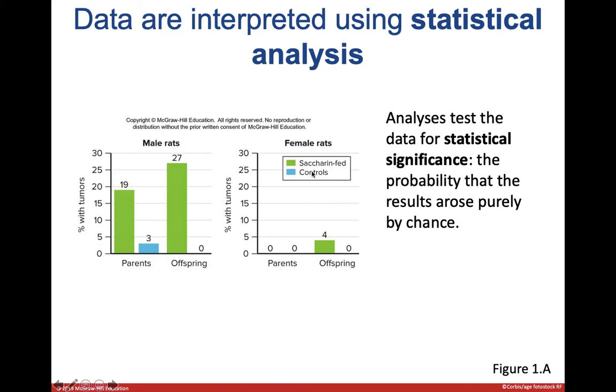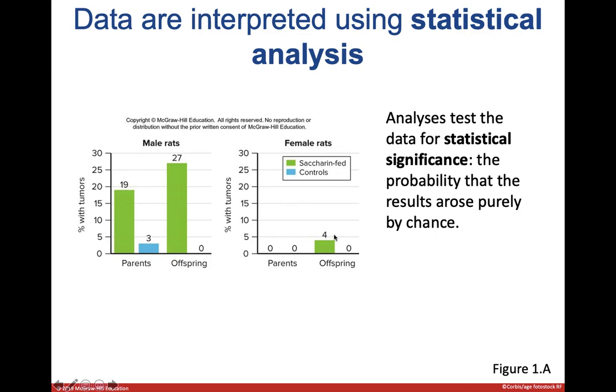You can see here ones that were fed saccharin and ones that were fed controls, just ones that were fed normal old rat food, just normal seeds, I suppose. So what you see here is that 19% of the male parent rats that were fed sugar, and 27% of the male rats that are their offspring, developed tumors when fed a high saccharin diet, a high sugar diet, whereas only 3% of the parent rats and 0% of the offspring developed cancer when not fed a sugar diet.